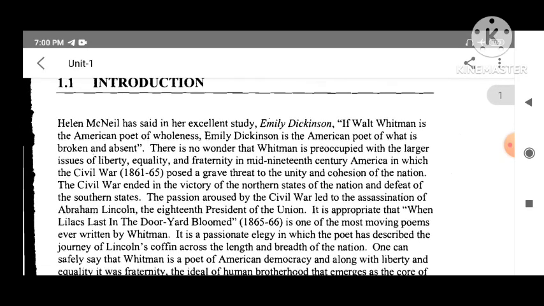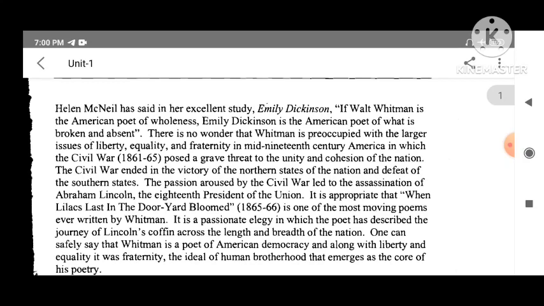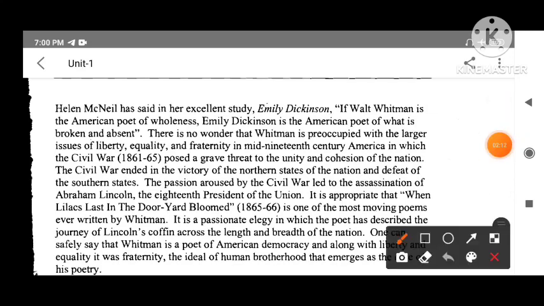So here it is the introduction. Helen McNeil has said in her excellent study Emily Dickinson, if Walt Whitman is the American poet of wholeness, Emily Dickinson is the American poet of what is broken and absent. Okay, so here is the main key point you can note down. Who said this about Emily Dickinson and Walt Whitman? Helen McNeil. Whitman is the poet of wholeness and completeness in his poetry, while Emily Dickinson is the American poet of what is broken and absent.